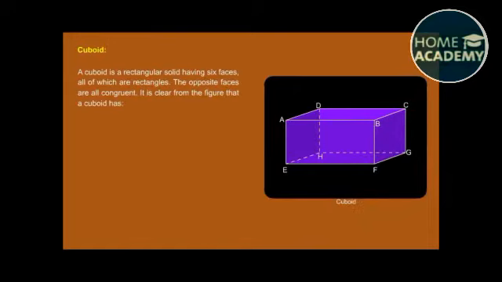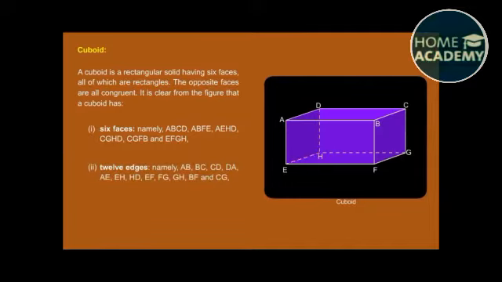Cuboid. A cuboid is a rectangular solid having 6 faces, all of which are rectangles. The opposite faces are all congruent. It is clear from the figure that a cuboid has 6 faces, namely ABCD, ABFE, AEHD, CGHD, CGFB, and EFGH. 12 edges, namely AB, BC, CD, DA, AE, EH, HD, EF, FG, GH, BF, and CG.